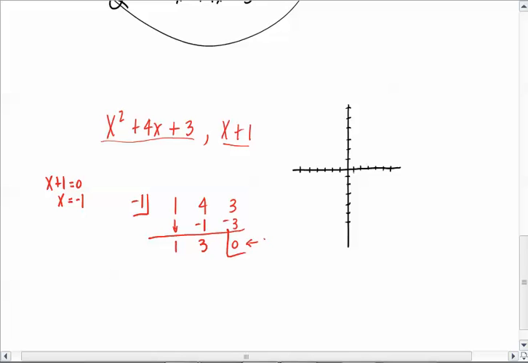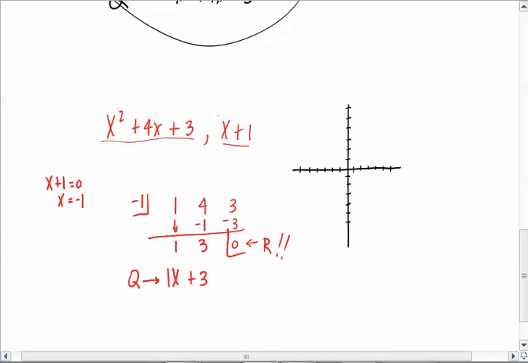All right, my remainder ends up being a 0. Here's what that tells me. Let me go ahead and write the quotient. The quotient is 1x plus 3, right? It's just 1x to the first power. So there's my quotient. So what does this mean that we have a remainder of 0?